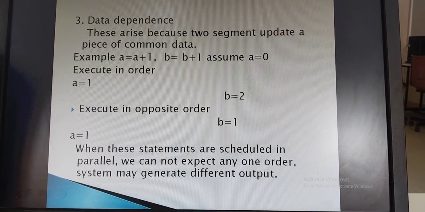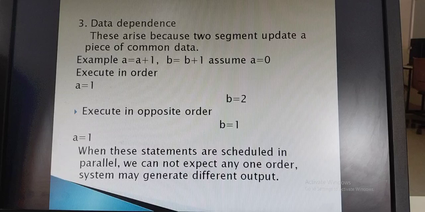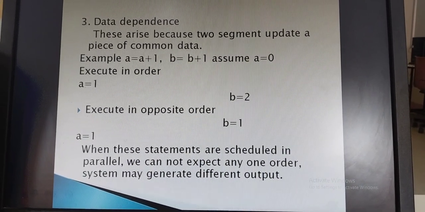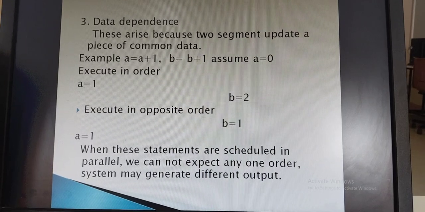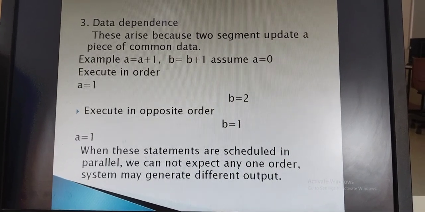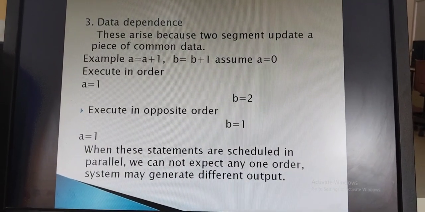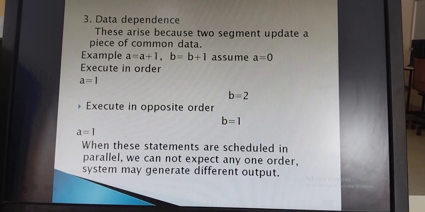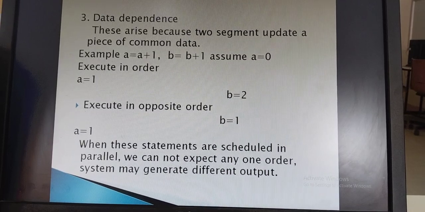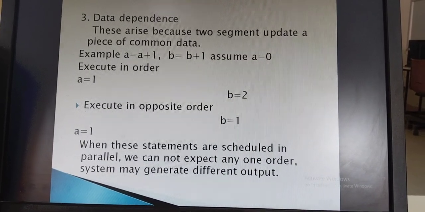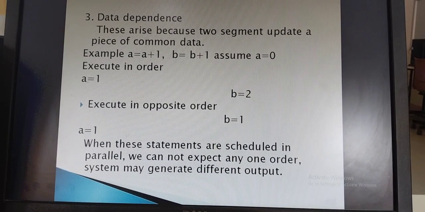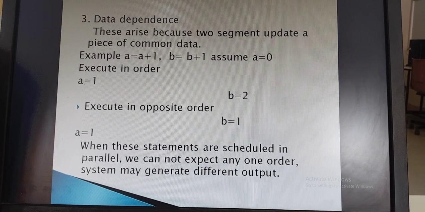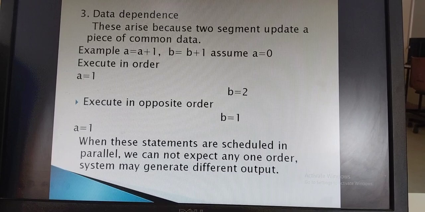Now we take an example. In that example, A equals A plus 1, B equals B plus 1. Assume the value of A equals 0. Now we are executing in order. First we will execute A, then we will execute B. So A equals 0 plus 1, so A equals 1. Now B equals B plus 1, so the value of B is 2.